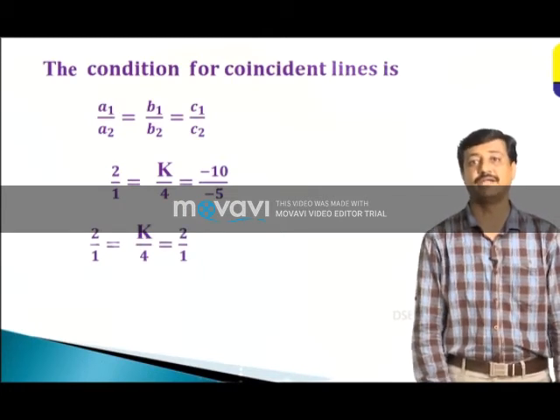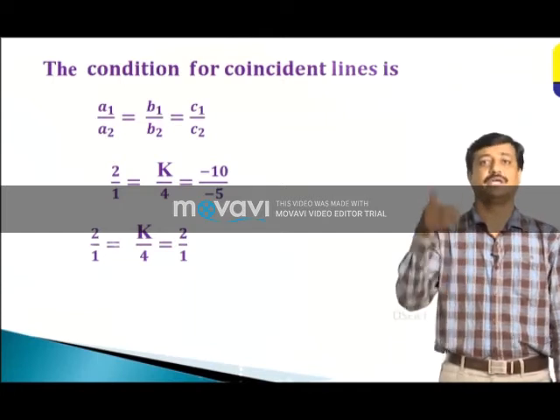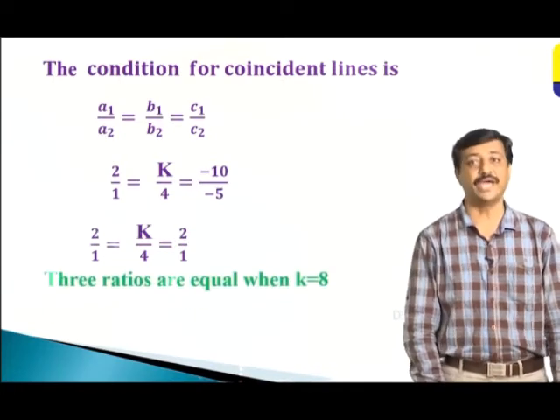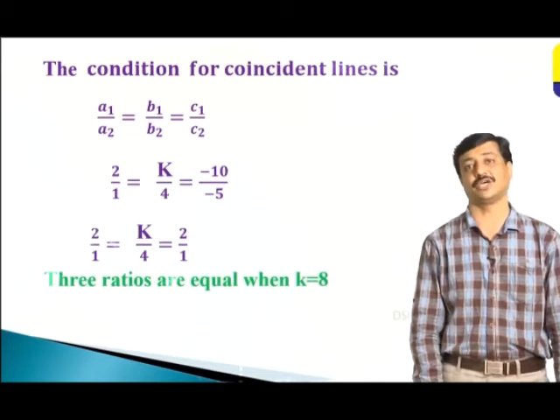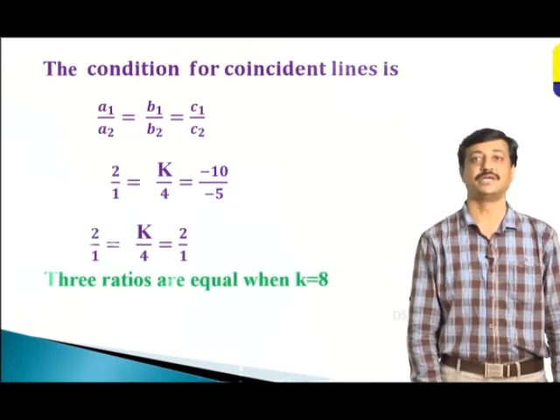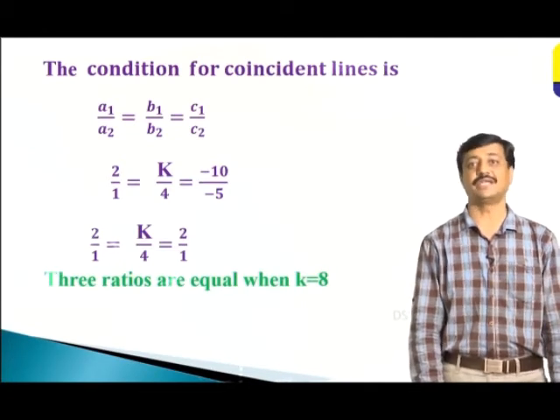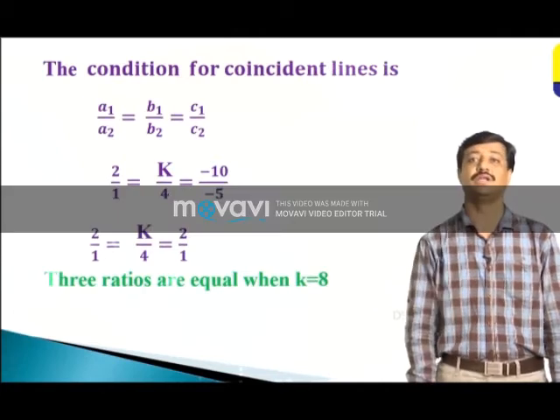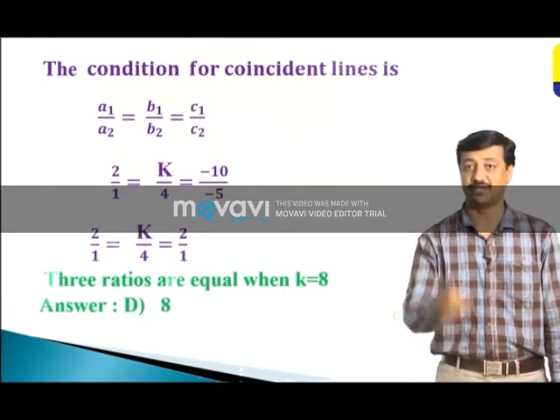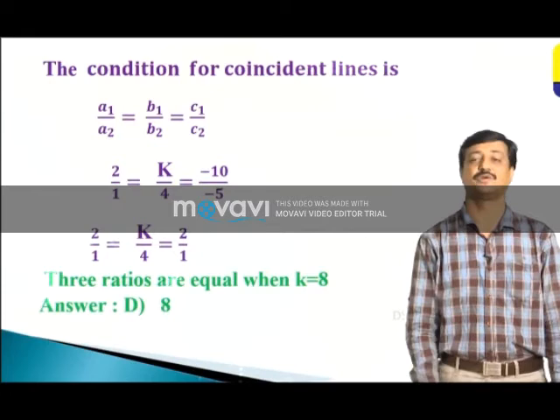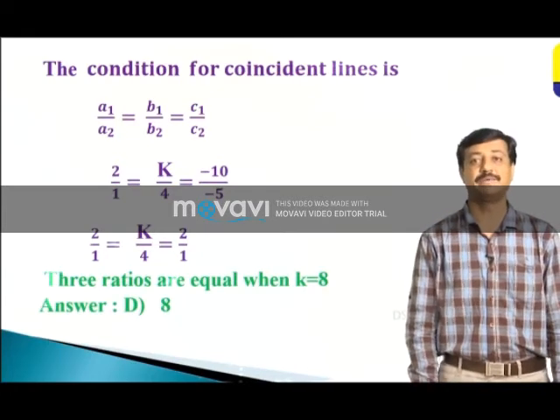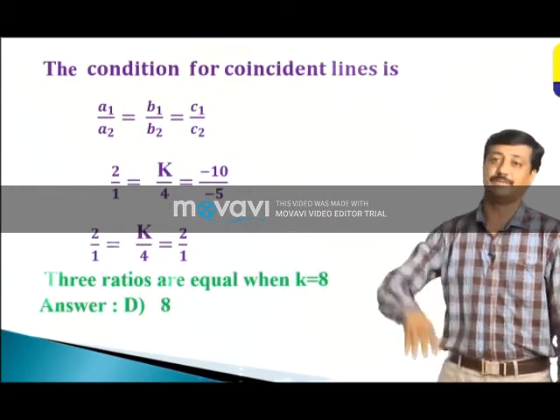Now substitute in place of k the value 8, then only you will get the correct option. If you substitute k value as 8, you will get all the 3 ratios equal. Hence the correct option is option D, 8. So in this way you can solve multiple choice questions based on the table.